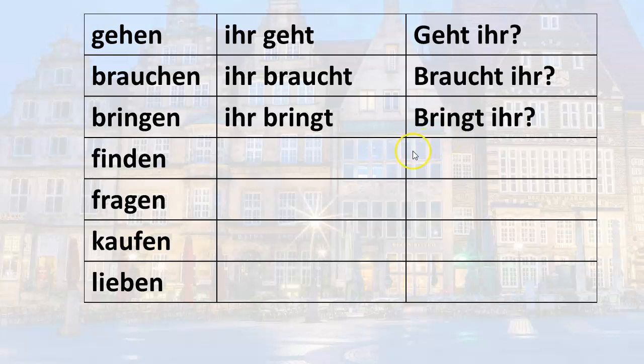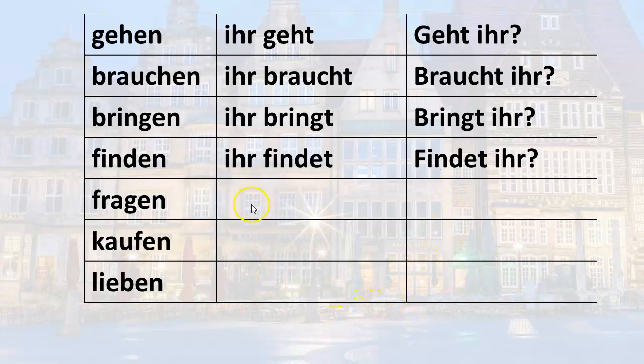Finden. Remember this one ends in a d. So you have to add the e. You can't just say fint. So ihr findet. Remember the little rule: if the stem, which is what you get when you take off the en ending or the n ending, ends in a d, you have to add an e to the st or the t ending. So you get ihr findet. Now the question, findet ihr?